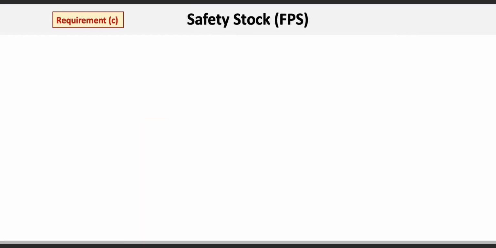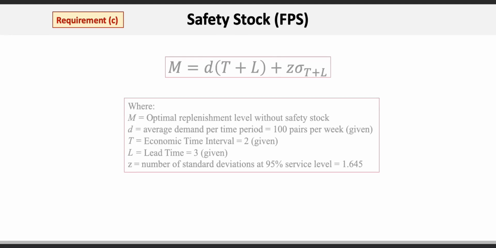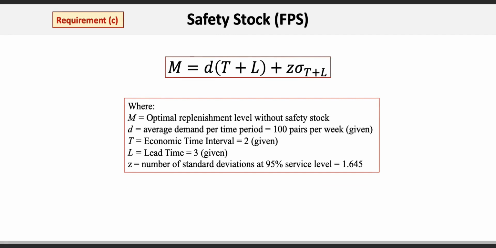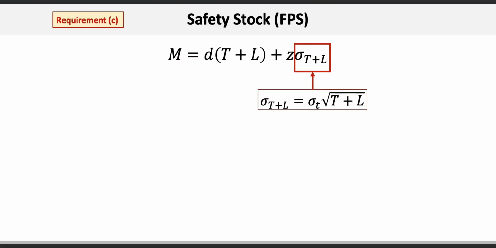Now on to requirement C, where the company is assumed to use a fixed period system, or FPS. Here we can use the optimal replenishment formula, or the M-level formula, to calculate a little bit more than we need, but definitely the safety stock. Here, M is equal to the average demand per time period, D, times the review period, T plus the lead time L plus Z times the standard deviation during the review period plus the lead time, or sigma T plus L. We know all the variables except the last one, the standard deviation, but there's a formula to calculate it, being the standard deviation of weekly demand times the square root of the review time plus the lead time.